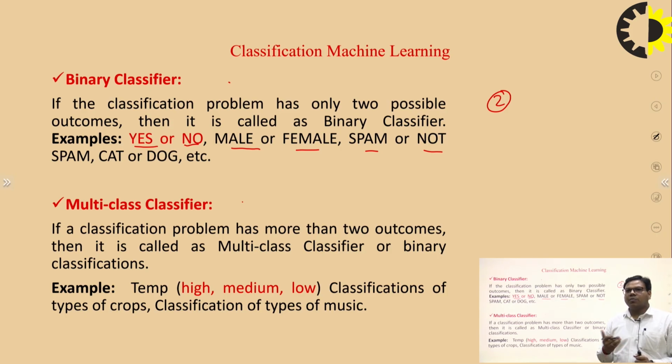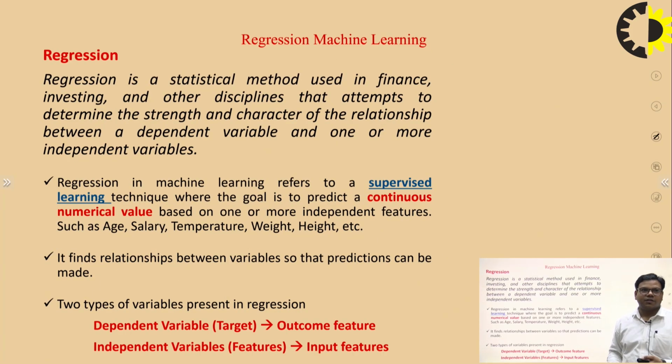But when the outcome classes are more than two, for example, if we are going to predict or we have data of temperature, like weather forecasting data, then the outcome classes could be high temperature, low temperature or medium temperature, or maybe some other classes as well. So if we have more than two outcome classes, this kind of classifier is called multi-class classification or multi-class classifiers.